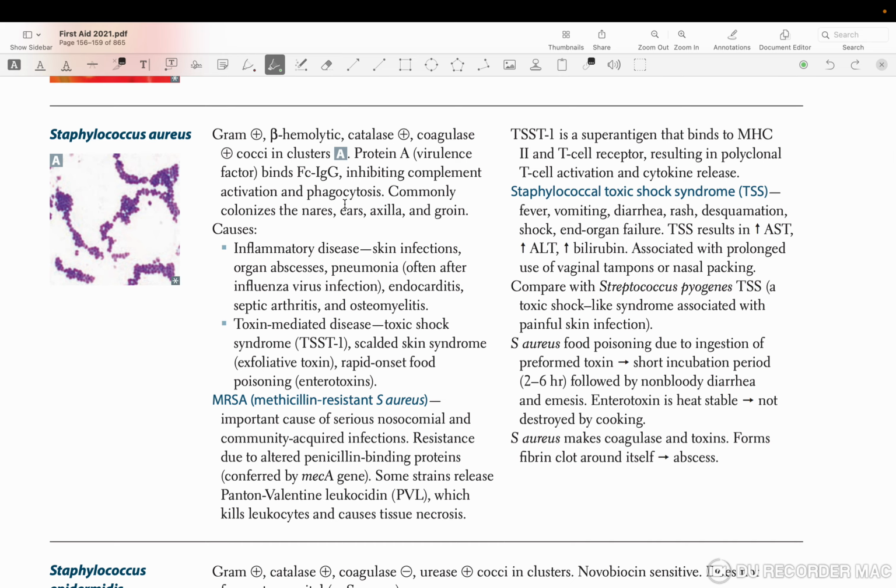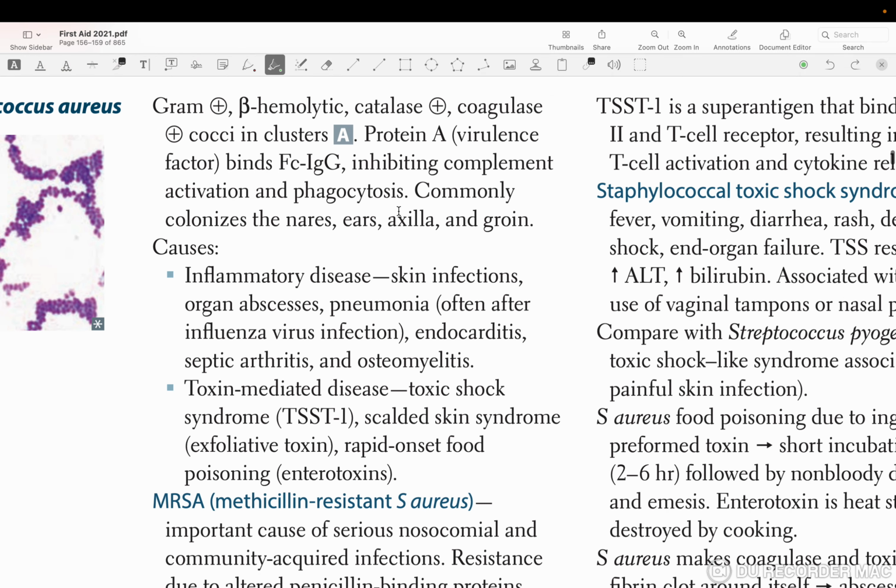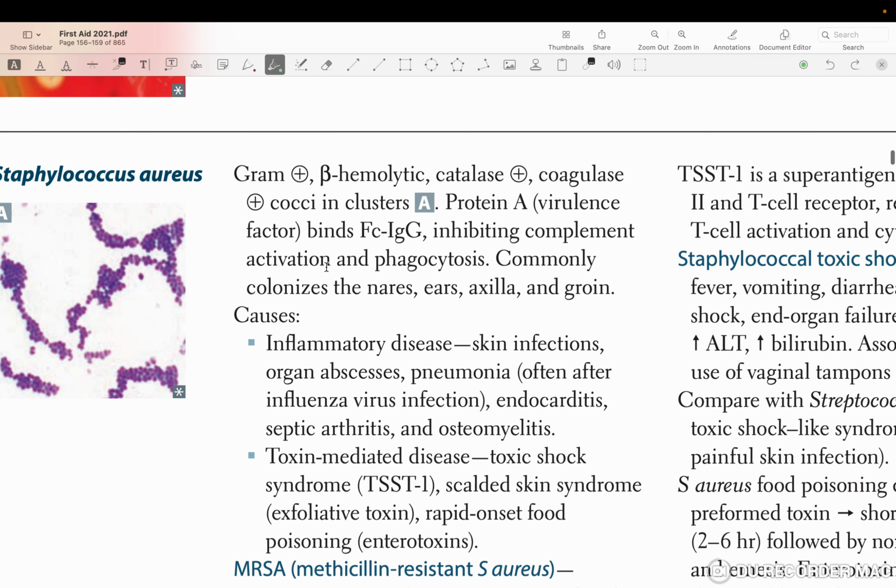So you must know one thing. It commonly colonizes the nares, the ears, the axilla, and the groin. To be fair with you, they always ask about the nares. You must know that inside your nose you normally have Staphylococcus aureus, and it can lead to colonization all over your body, creating recurrent abscesses. The only fair treatment will be to decolonize the nares.